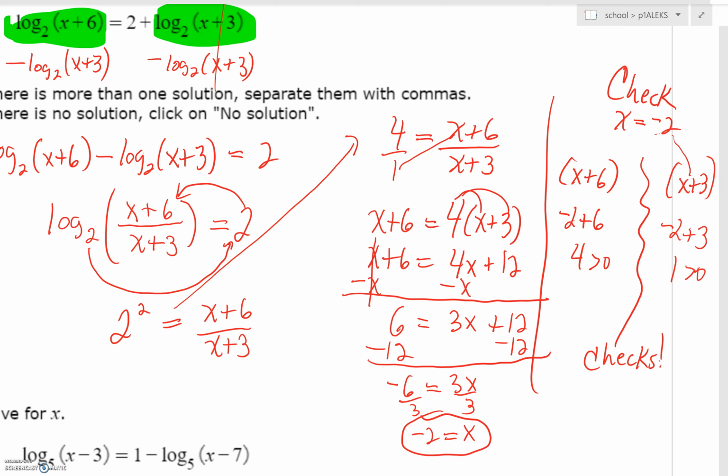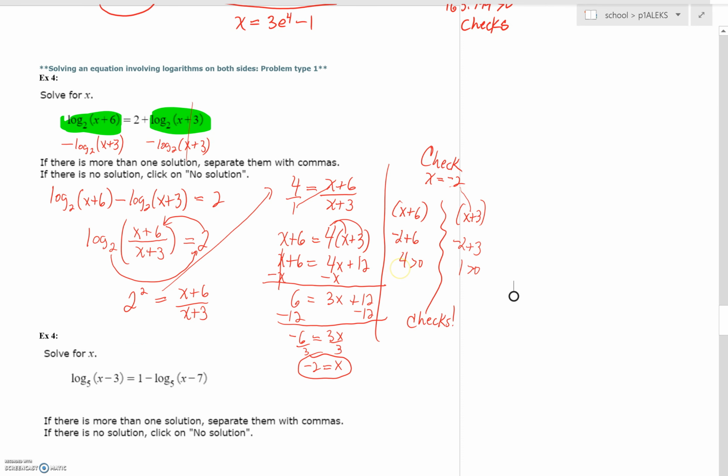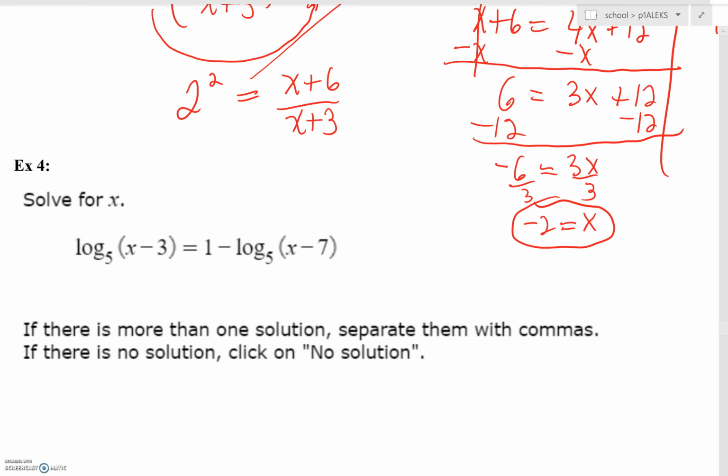We have one last problem remaining, and it's actually going to take a little bit of work to do that. So I'm going to end the video here and pick up with part 2 for example 4.